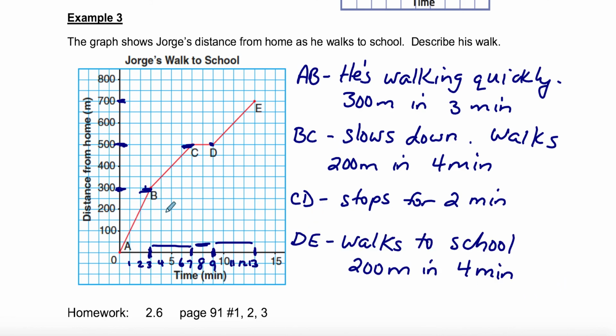So it's all about just breaking down each segment and trying to understand what's going on with each segment. Some students will say, well, yeah, he walked 700 meters to school. So that's kind of an overall picture. And it took him 13 minutes. That would be a nice final statement, but we want to break down each segment as we go.